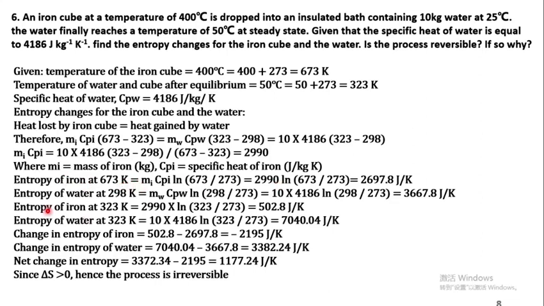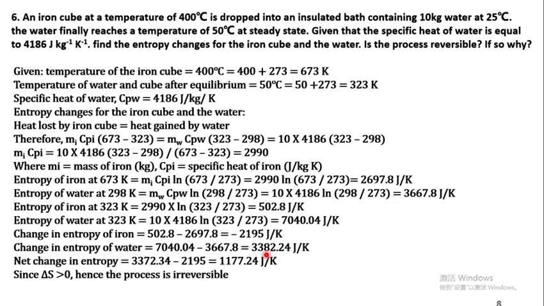The entropy of the water in the initial process and the initial temperature equals this, and the entropy of the cube at the final temperature equals this, and the entropy of the water at the final temperature equals this. So in the total process, we have the change in entropy of the iron cube equals this, and the entropy of the water equals this.